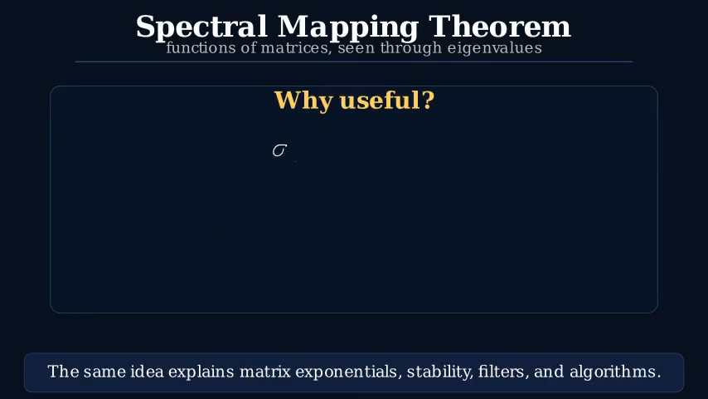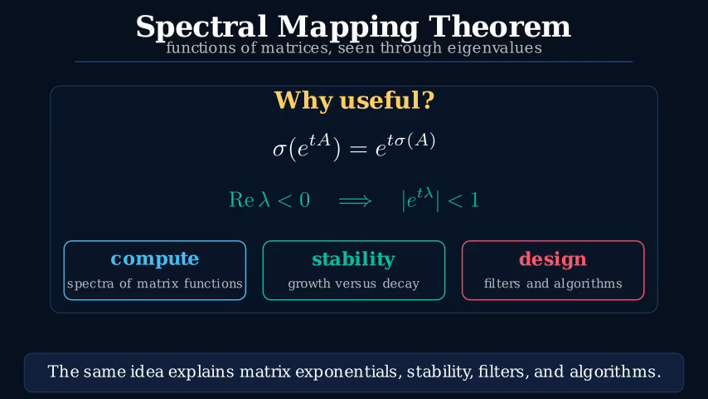This is useful because the theorem turns questions about matrix functions into questions about points. In broader versions, it applies to functions such as the exponential. Sigma of e to the tA is e to the t times sigma of A. That is why it appears in stability, differential equations, filters, and numerical algorithms.